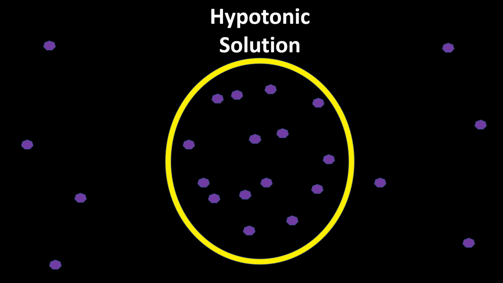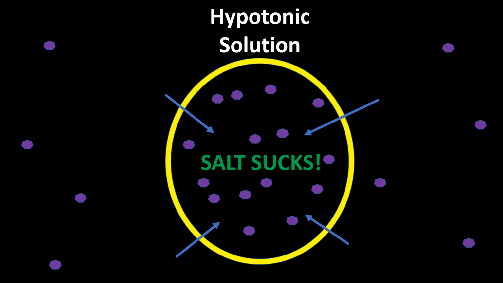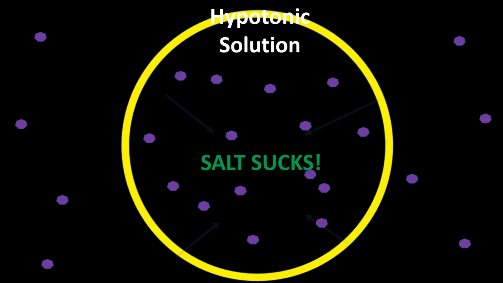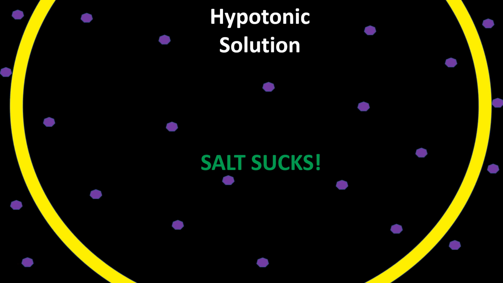There's more salt inside. So where's water going to go? Water's going to go inside of the cell because salt sucks. So more water goes inside of the cell, and that cell's actually going to expand or swell up, okay? And if there's a big enough difference, this cell will actually lyse or split open or pop, because it expands too much. Okay, so this actually isn't very good in some situations.